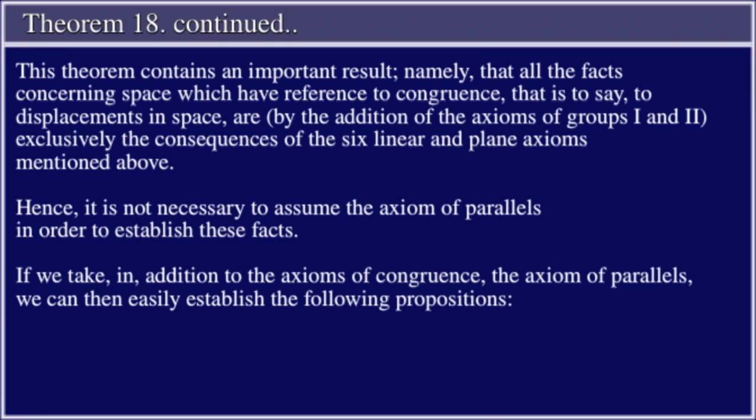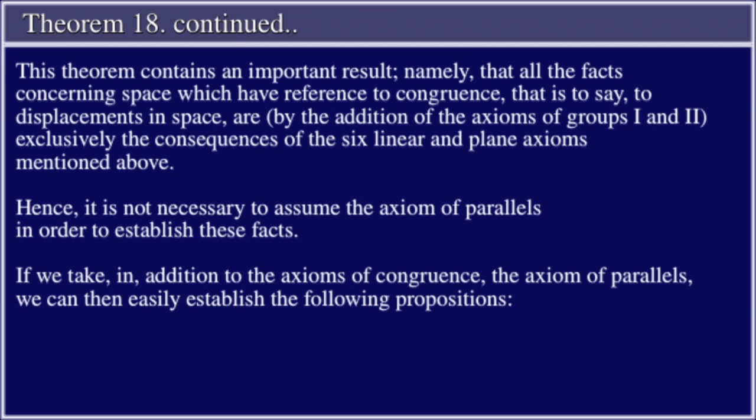This theorem contains an important result, namely that all of the facts concerning space which have reference to congruence, that is to say to displacement in space, are, by the addition of the axioms of groups 1 and 2, exclusively the consequence of the 6 linear and plane axioms mentioned above. Hence, it is not necessary to assume the axiom of parallels in order to establish these facts.